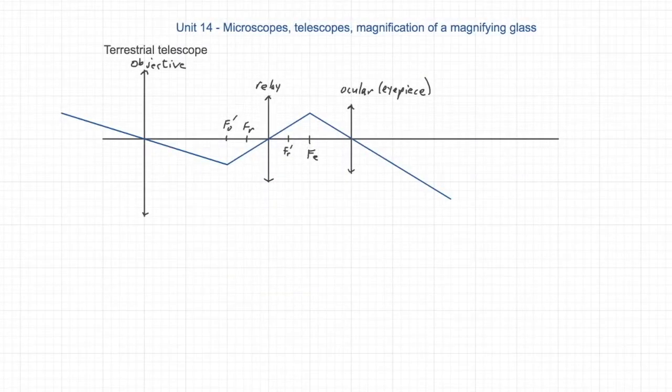This is a ray tracing through a terrestrial telescope. Terrestrial telescopes are used to look at things on Earth, which you want to see right side up. Doesn't matter if Jupiter is upside down, but it does matter if something on Earth is upside down. So there's a relay lens that's placed in between the objective lens and the ocular lens. The secondary focal point of the objective is at twice the focal length of the relay lens, and the primary focal point of the ocular is at twice the focal length of the relay lens.